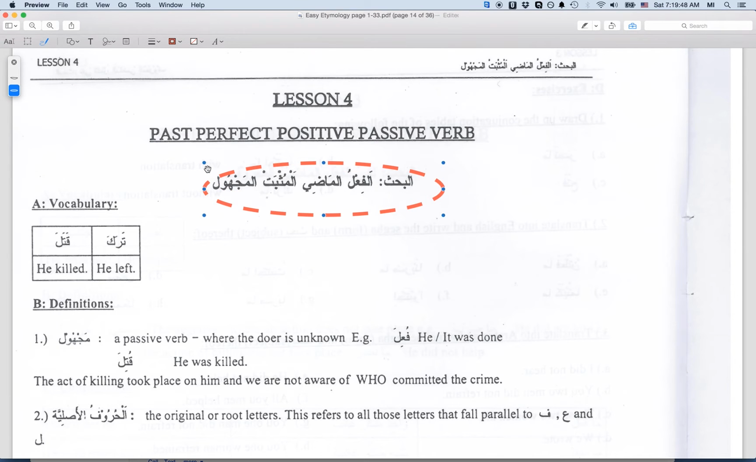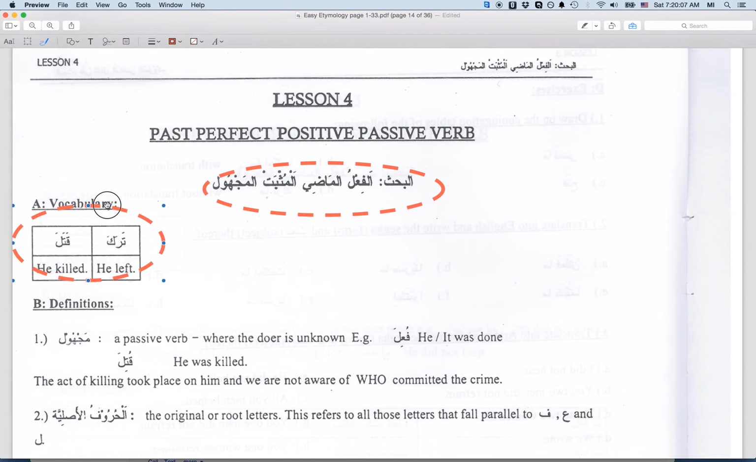الفعل الماضي المثبت المجهول vocabulary. It's basically because the topic is فعل الماضي, the past tense, مثبت, something that's positive, and majhul, something that's unknown. We have examples here.